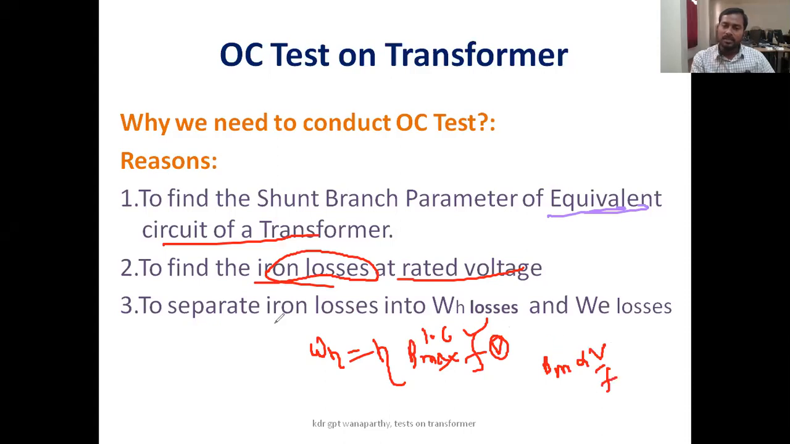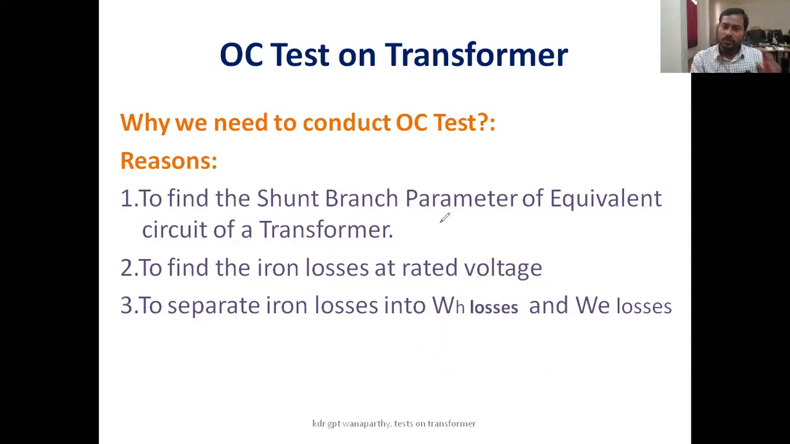In the hysteresis losses, the variable terms are voltage and frequency. So if voltage increases, B max increases, and hysteresis losses increase. So simply we can conclude that hysteresis losses depend on voltage. That's what we need to remember. So in iron losses, hysteresis losses depend on voltage.